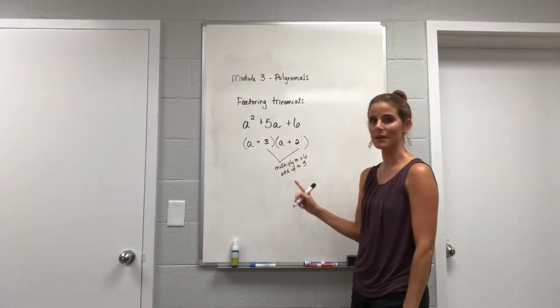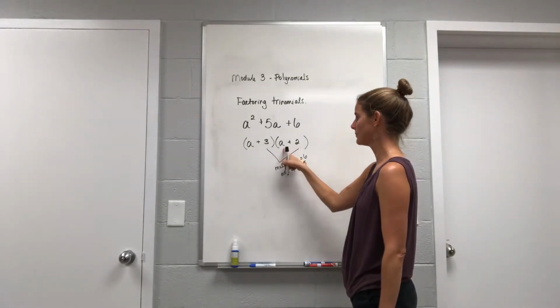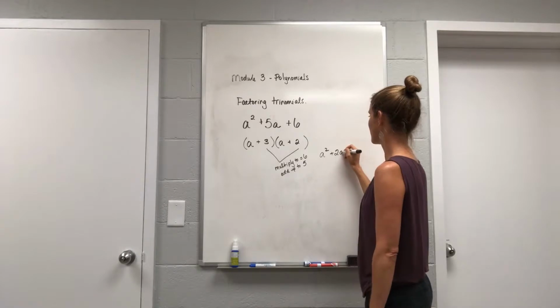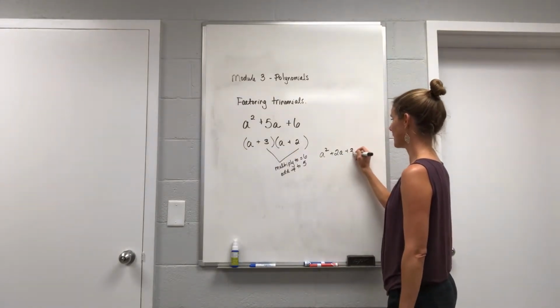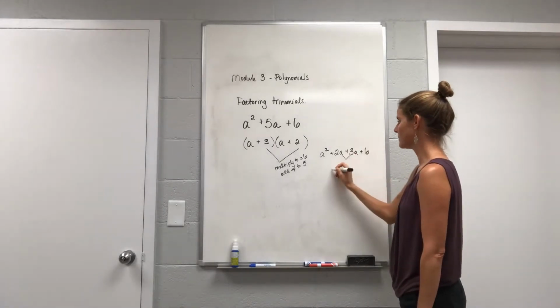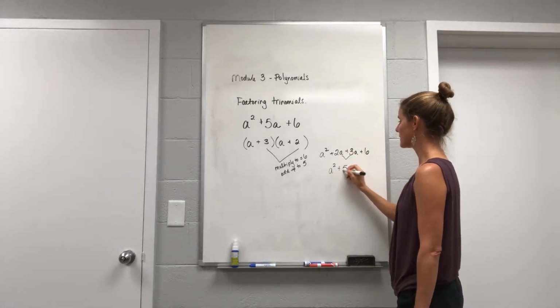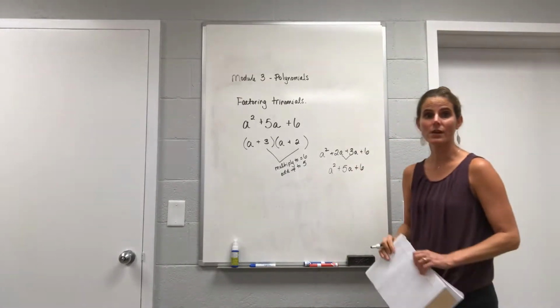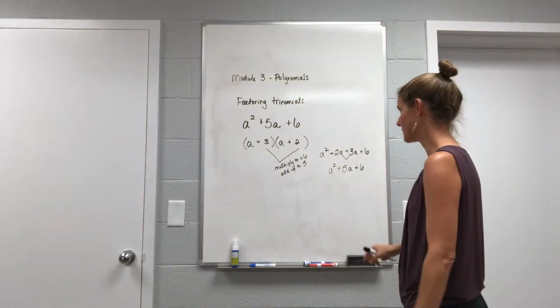And you can check this by doing the FOIL method. A times a is a squared. A times 2 is 2a. 3 times a is 3a. And 3 times 2 is 6. And then combine those two terms. You've got a squared plus 5a plus 6. And that is what we started with. So you can check your work really easily on these, which is really nice.